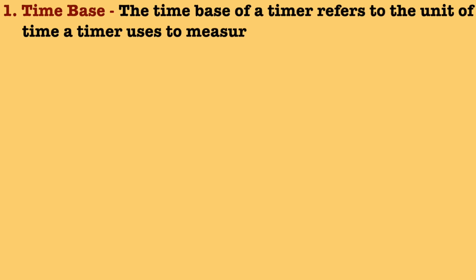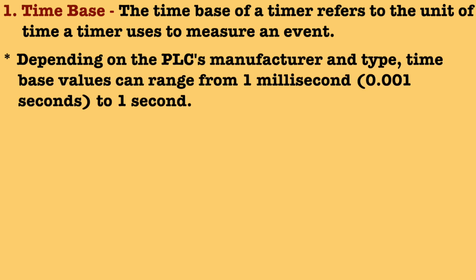With this, some other quantities are also associated with the timer instructions. The first one is time base. The time base of a timer refers to the unit of time a timer uses to measure an event. Depending on the PLC's manufacturer, the time base value can range from 1 millisecond to 1 second.